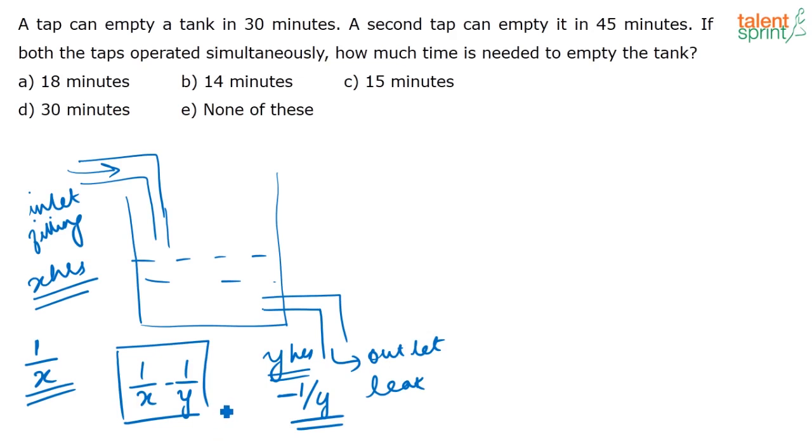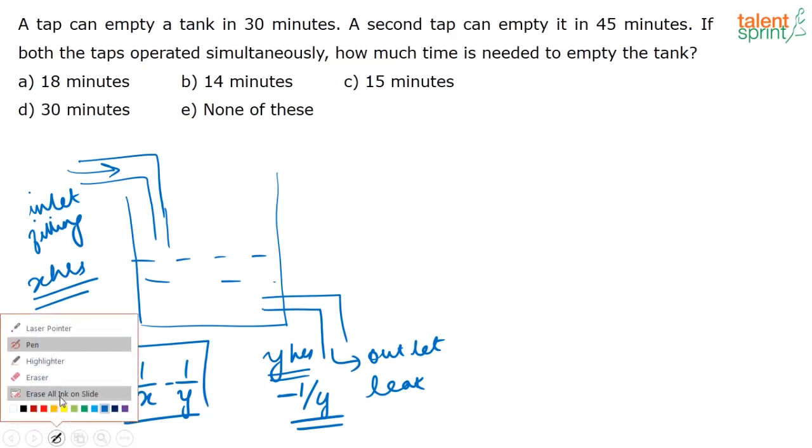That is the only thing that you have to remember when it comes to questions from pipes and cisterns. If you understand this basic concept, then solving questions becomes very easy. So, whenever you see a negative symbol somewhere, that means that it is an emptying pipe, right? Or it is doing negative work. Now, let us solve the above question.